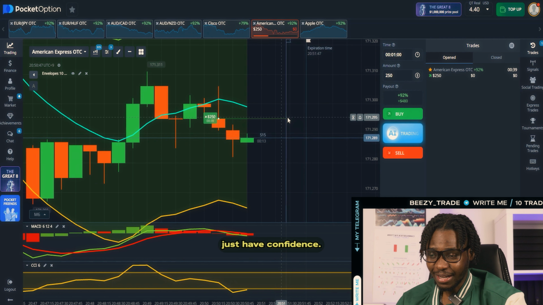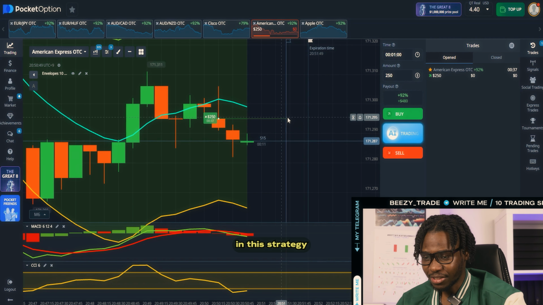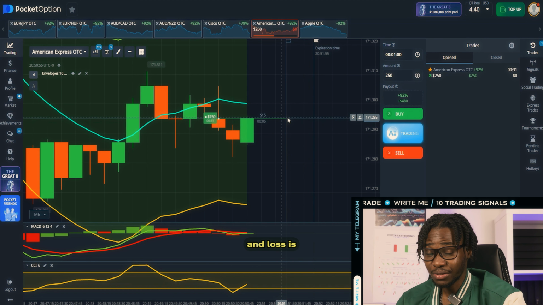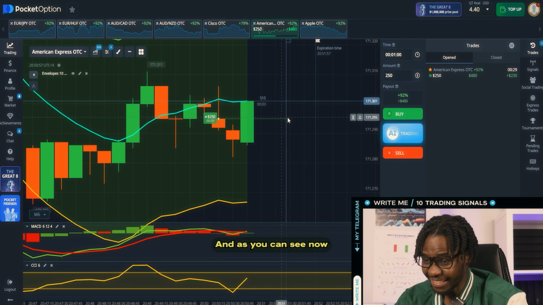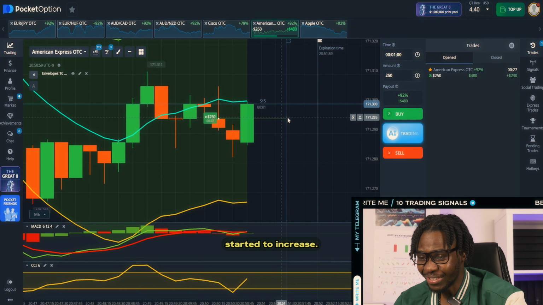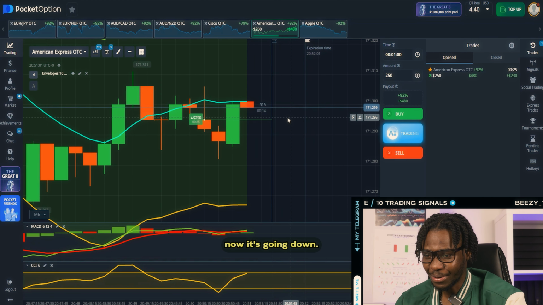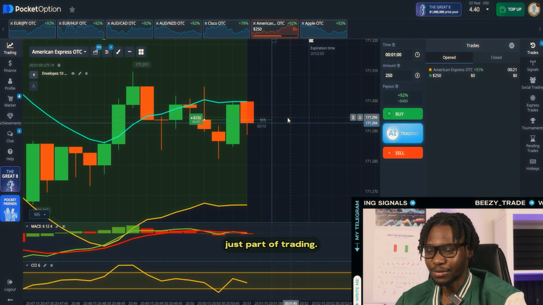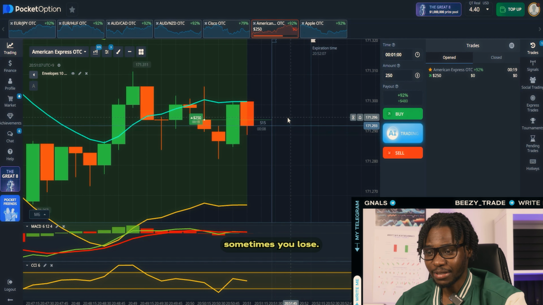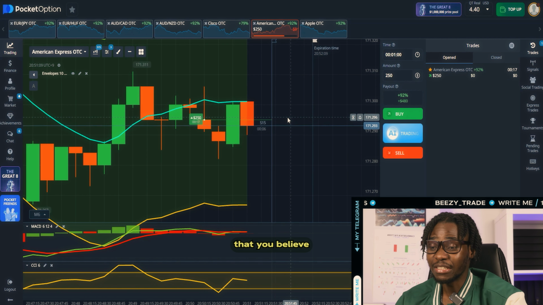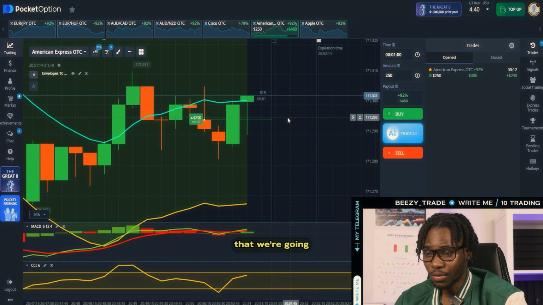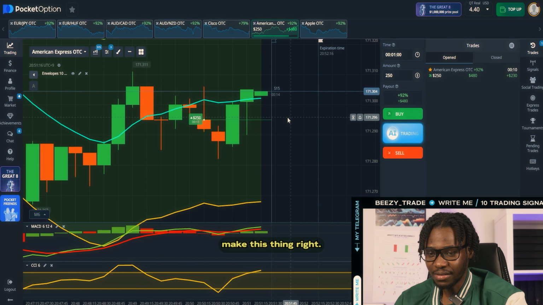So let's just have confidence, and I believe in this strategy because it always works. And yeah, there are sometimes where you can actually have losses, and losses are actually part of trading. And as you can see now, it has actually started to increase, and then now it's going down. So like I said earlier, losses are just part of trading. Sometimes you win, sometimes you lose, but make sure that you believe in the strategies that you actually use. And I'm going to believe that we're going to actually make this right.